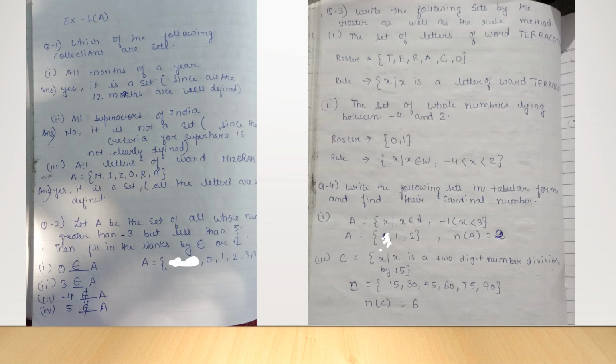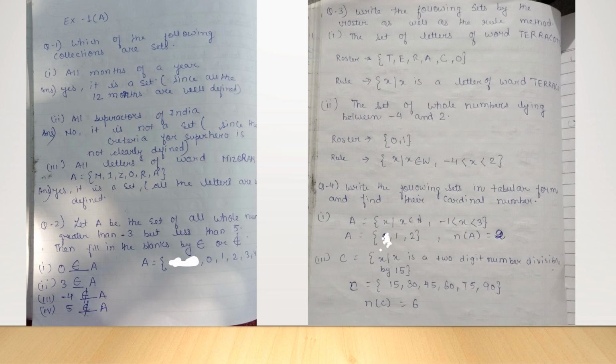The set of whole numbers lying between -4 and 2. So since it is whole numbers, we'll start with 0. So 0, 1. In rule method, X such that X belongs to W, whole numbers, comma, and X is less than 2 but greater than -4.